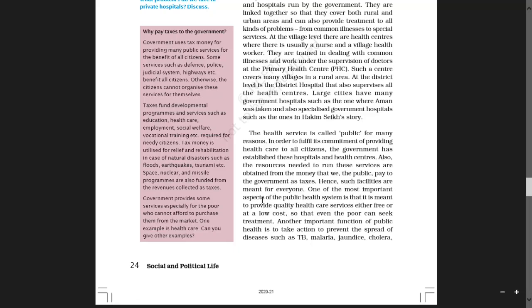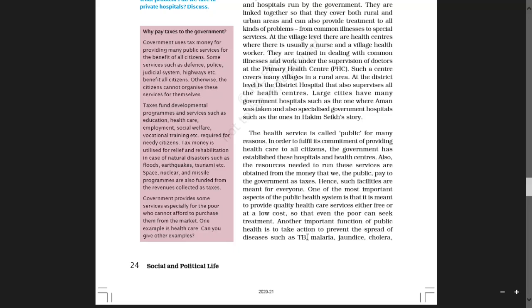One of the most important ideas of the public health system is that it is meant to provide quality health care services either free or at a low cost, so that even the poor can seek treatment. Because it is free or low cost, a poor person can also go for his or her treatment.